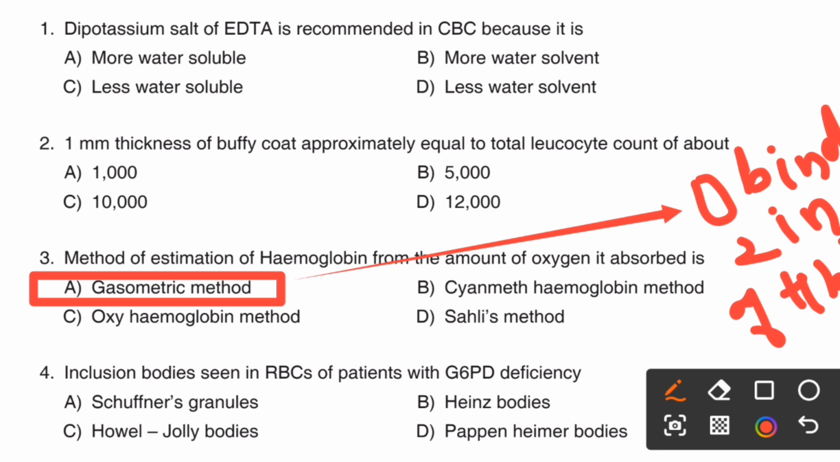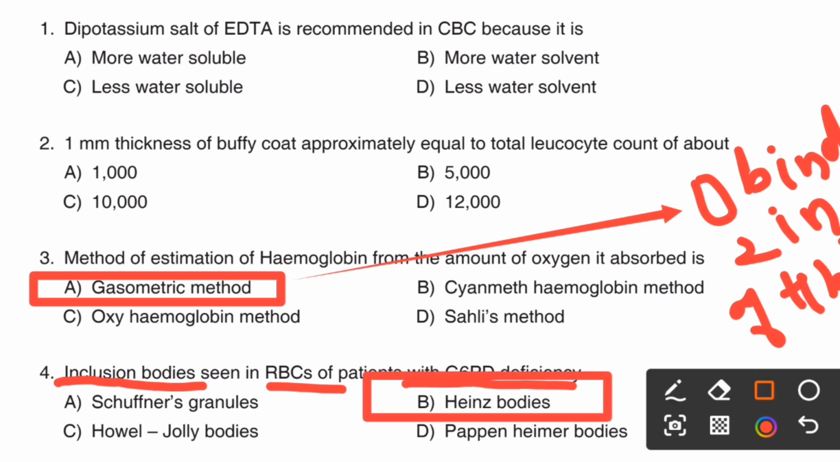Next question. Inclusion bodies seen in RBCs of patients with G6PD deficiency. Inclusion bodies in RBC with G6PD or glucose 6-phosphate dehydrogenase deficiency. Option A Schaffner's granules, option B Heinz bodies, option C Howell-Jolly bodies, option D Pappenheimer bodies. The right answer is option B Heinz bodies.